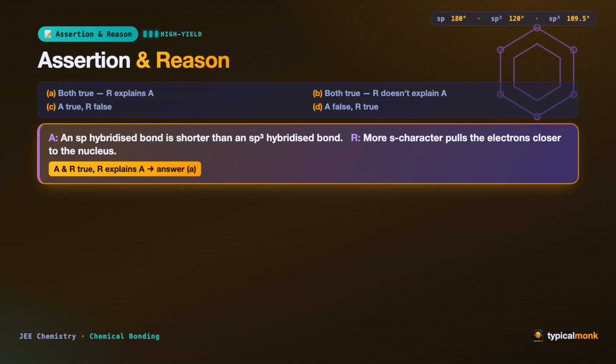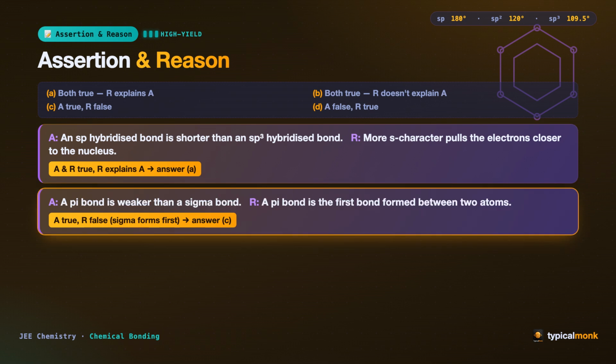First one, assertion: a bond made from an sp hybrid orbital is shorter than one made from an sp³ orbital. Reason: more s character pulls the shared electrons closer to the nucleus. Check each on its own. Is the assertion true? Yes. Is the reason true? Yes. And it explains the assertion perfectly. Both true. Reason explains.